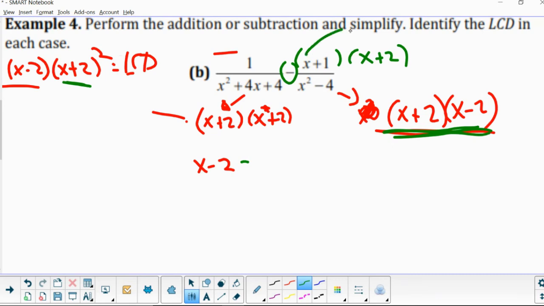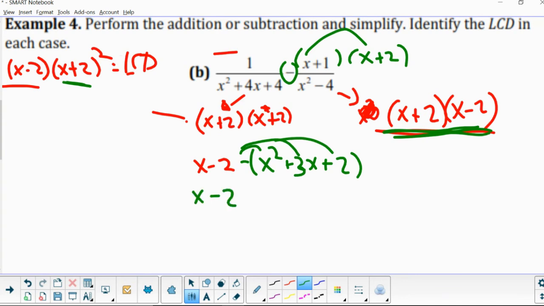So now we have to do FOIL here. First times first is x squared. I'm going to put parentheses around it. Outer gives me 2x. Inner gives me 1x, which makes 3x. And last times last gives me a 2. So now notice we've got to distribute this negative sign through to everything. So we have x minus 2 minus x squared minus 3x minus 2.